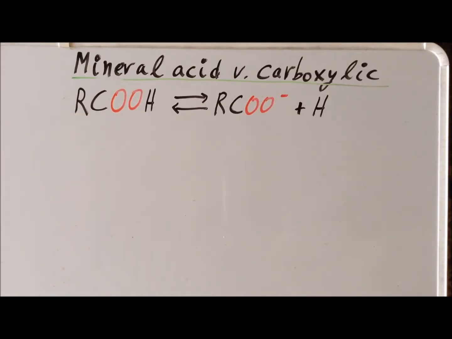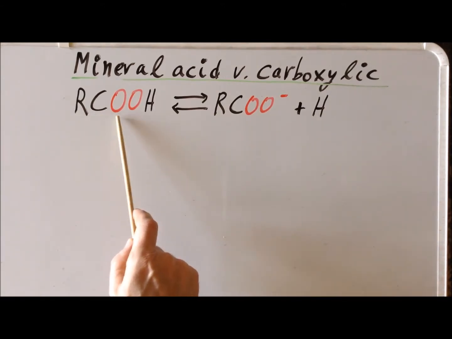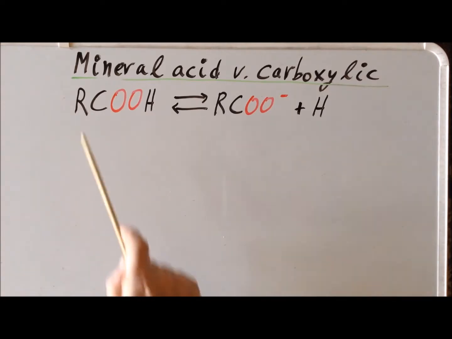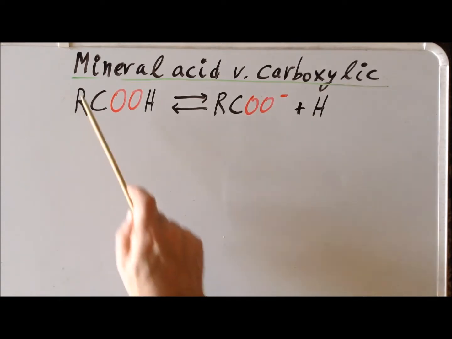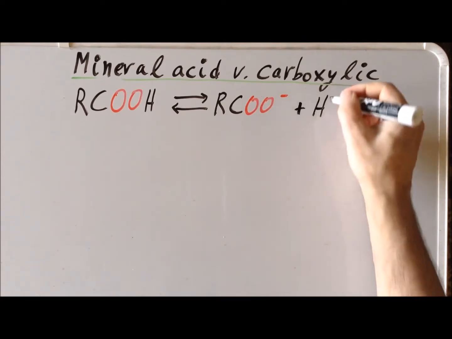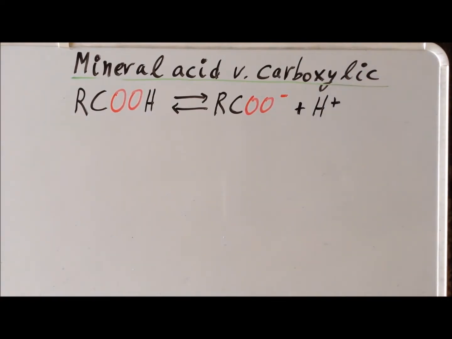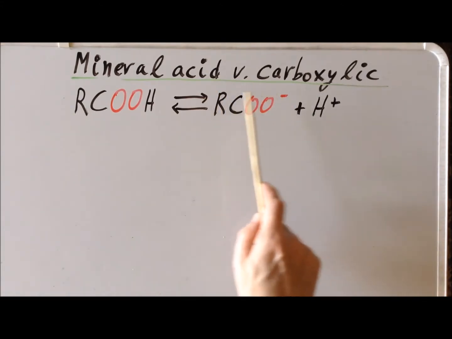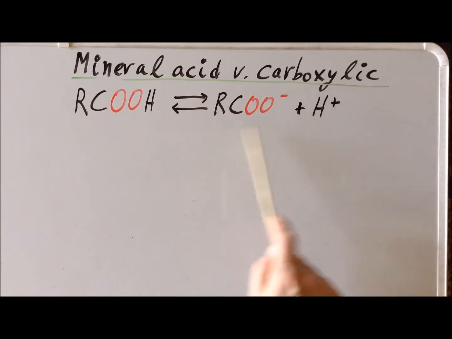Carboxylic acids, the most important of organic acids, have the general structure RCOOH, where R is either hydrogen or some kind of alkyl or haloalkyl group. In general, carboxylic acids are weak acids in aqueous solution, so they do not dissociate completely. To the extent that they do dissociate, they give up a proton, as we'd expect for an Arrhenius or a Bronsted-Lowry acid, and our conjugate base has this RCOO minus structure, which we call a carboxylate.